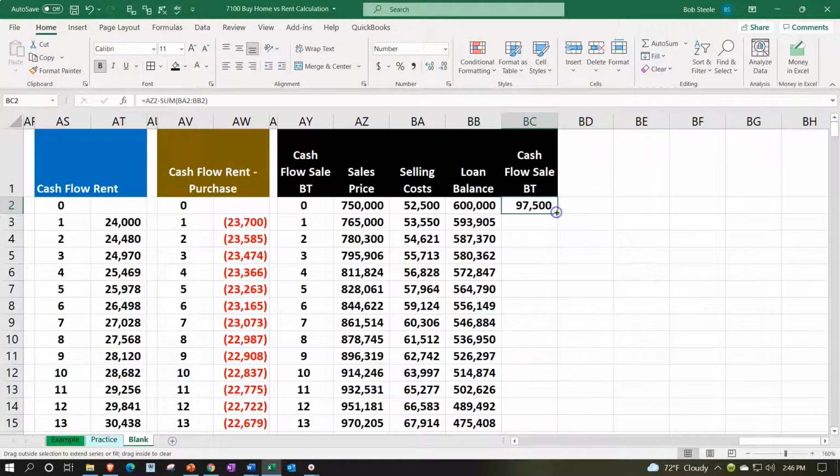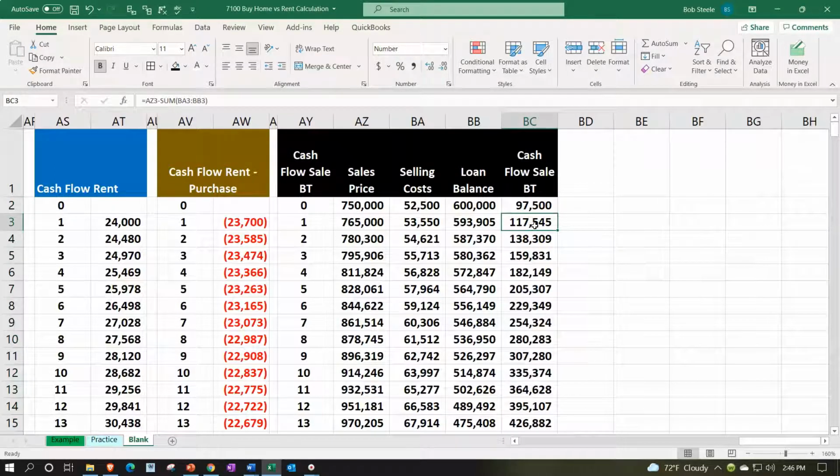And we could think about that from each time period. If we sold it after 1 year, we could actually get an inflow after paying off the loan and the selling cost, our idea would be 117, then it goes to 138, to 159, and so on and so forth.